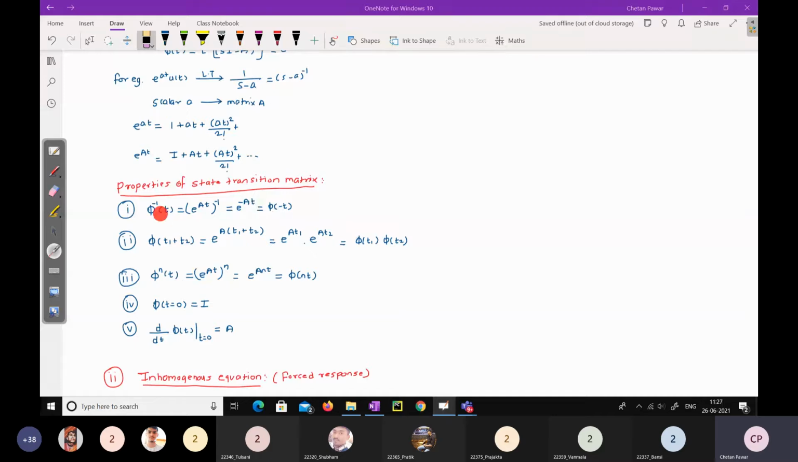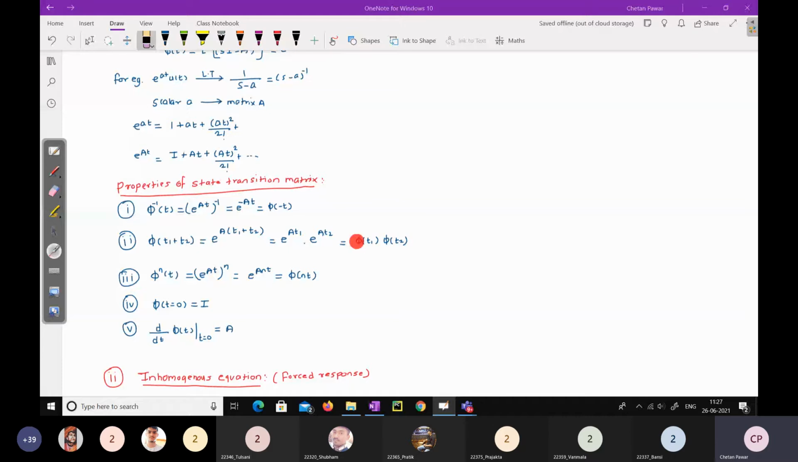So finally, pi inverse of t is equal to pi of minus t. Second property, pi of t1 plus t2. What is the value of this? If you put e raised to a into t1 plus t2, you can separate this term out. So you can separate their transition matrix also like this, pi of t1 into pi of t2, because e raised to at is pi of t only. So pi of t1 plus t2 is equal to pi of t1 into pi of t2.